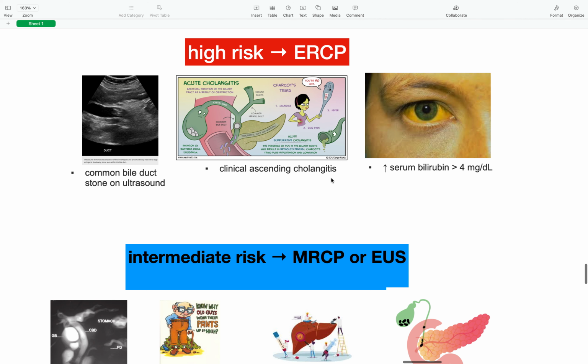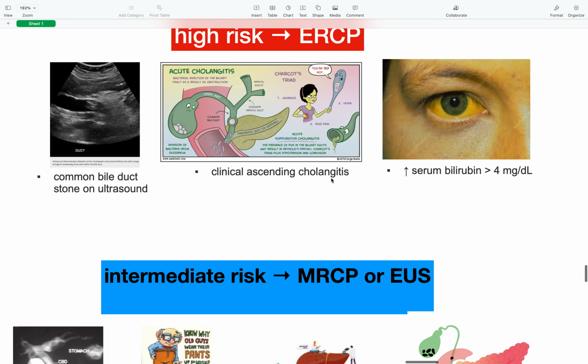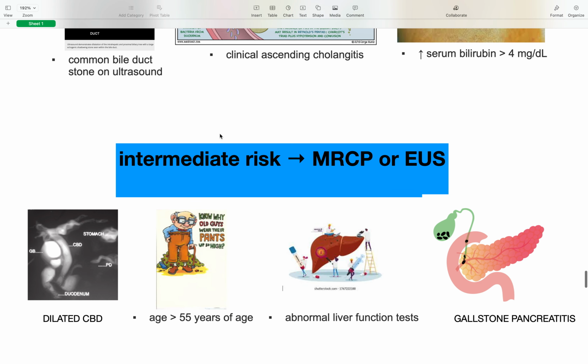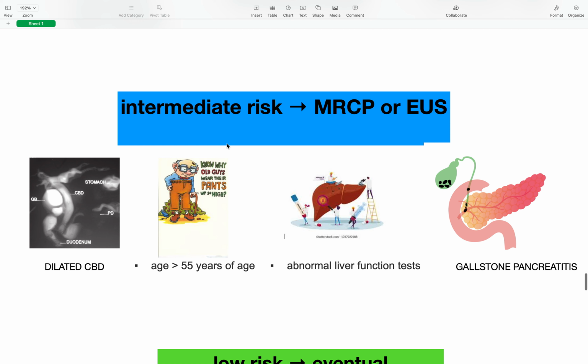Okay, so pictures are always good memory aid. So remember high risk patients who present with a common bile duct stone on ultrasound, any patient who has signs and symptoms of acute cholangitis and elevated bilirubin more than 4 mg per dL, these patients need an ERCP because they fall in a high risk group. The next group is intermediate risk group who needs MRCP or endoscopic ultrasound.